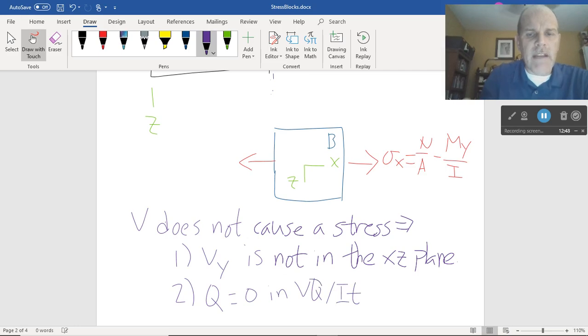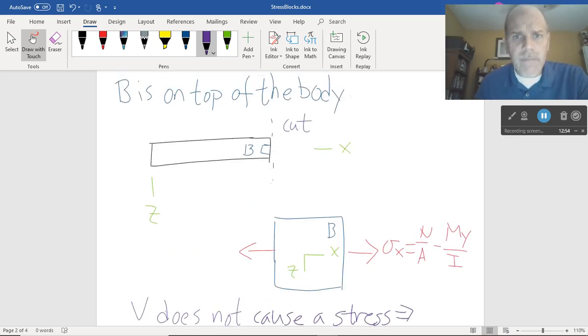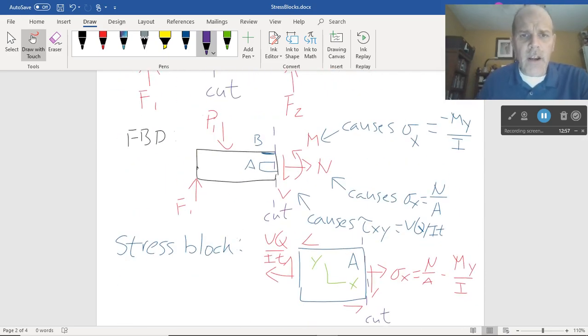The other thing is that Q equals 0 in VQ over It. I'm on top of the area, right? So if I was to go all the way back, and I will, you go all the way back here, point B is on top of the area. Well, how much area is there above point B? I don't see any. And since Q is equal to the centroid times the area, well, 0 area means 0 Q, means 0 shear stress at that point.